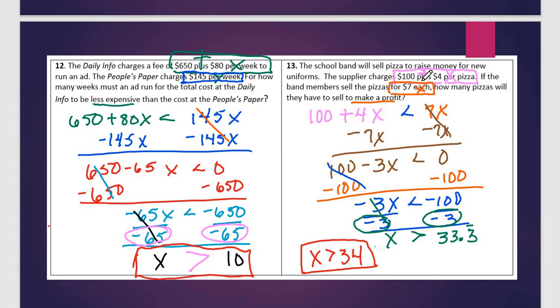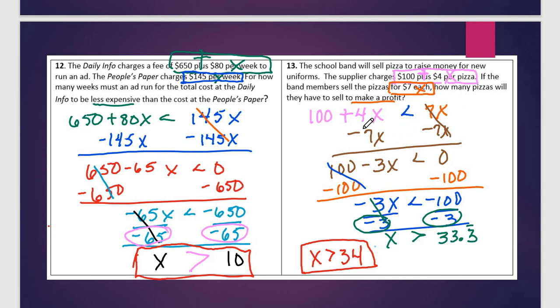Now, when we look at number 13 over here, the school band will sell pizza to raise money for new uniforms. The supplier charges $100 plus, and I put the symbol plus on the word plus, $4 per pizza. So there's my x per. If the band members sell the pizzas for $7 each, and I put the x, my variable, on each, how many pizzas will they have to sell to make a profit?